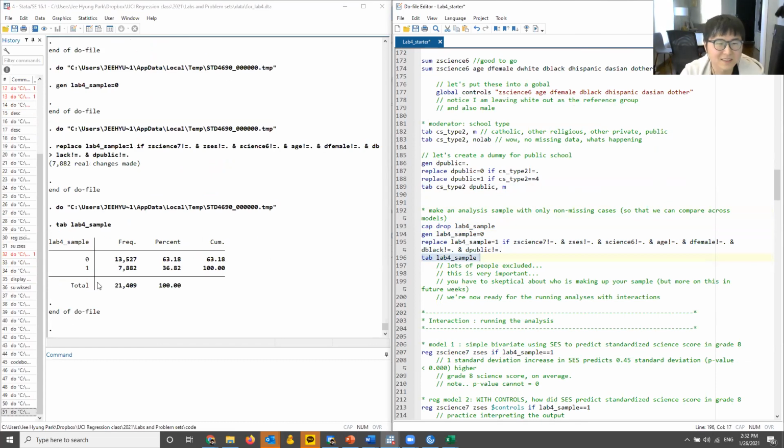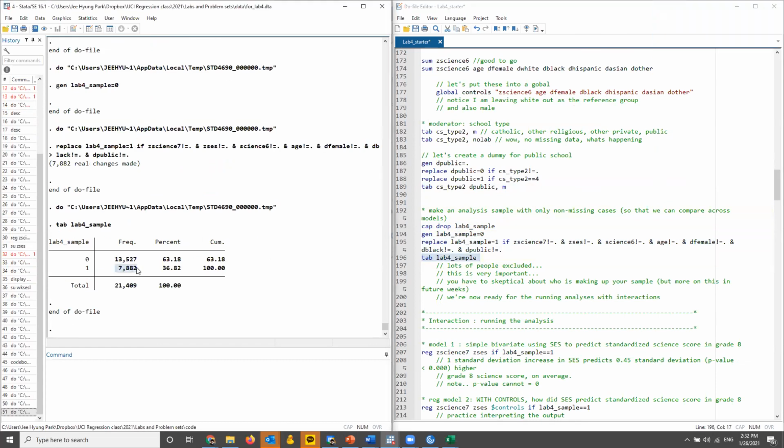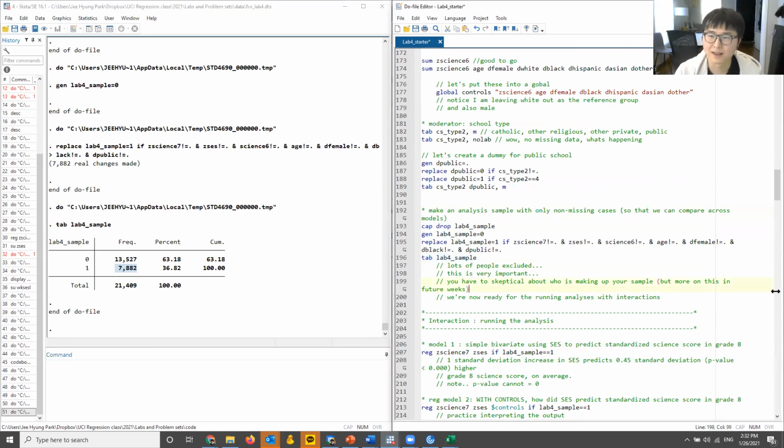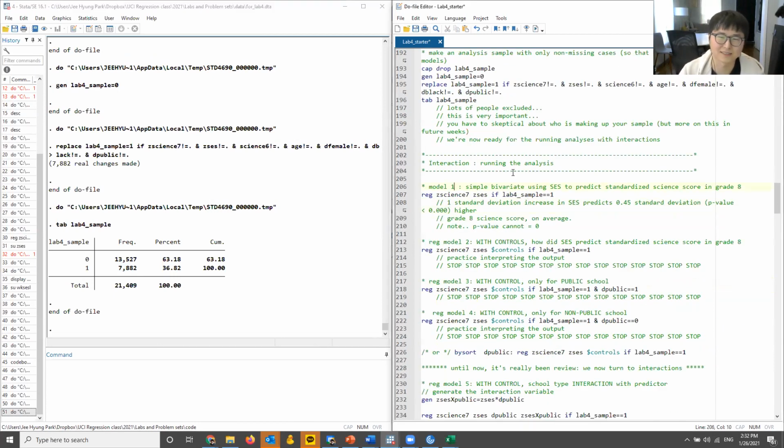And if you look, there's a lot of people that get excluded because a lot of people don't have all the information. So whenever this happens, you have to be skeptical about who's in your sample. And more on missing data and attrition in sample in future weeks. But just for now, always look at how many people are in our analysis. 36% of the total sample. Not a good sign, okay? So this is not a very good analysis, but there are ways to correct for it. It's not terrible.